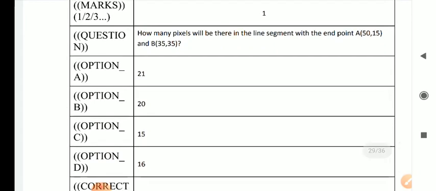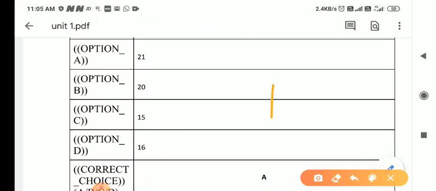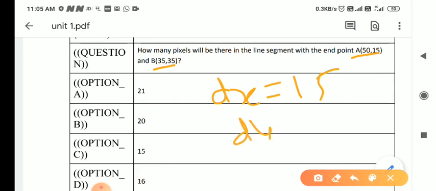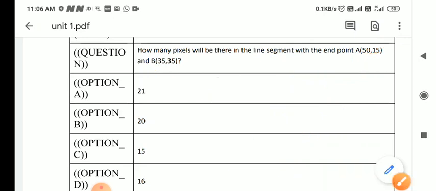How many pixels will be there in the line segment with these endpoints? The same question. This is x2 y2, this is x1 y1. If we take the difference, dx will be 50 minus 35, which is 15, and dy is 35 minus 15, which is 20. So the answer is 20 pixels plus the starting pixel. So the total answer is 21.